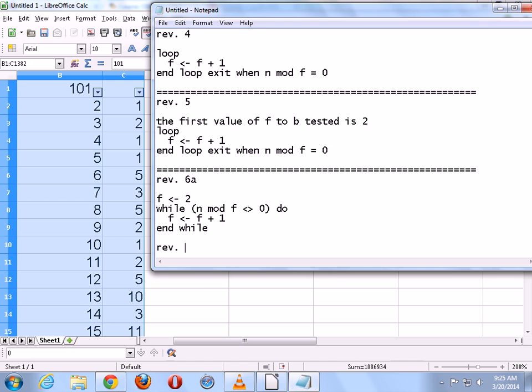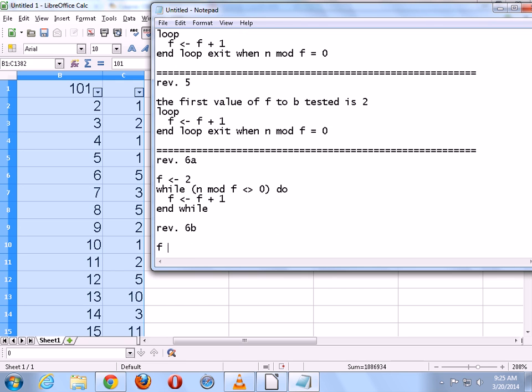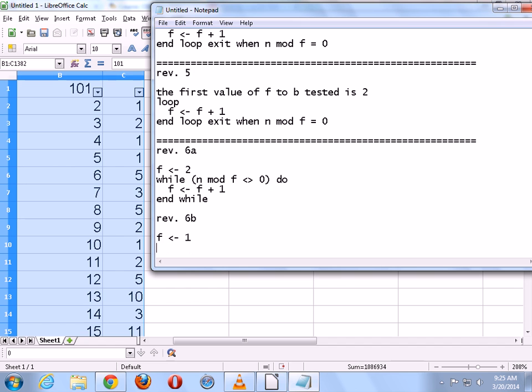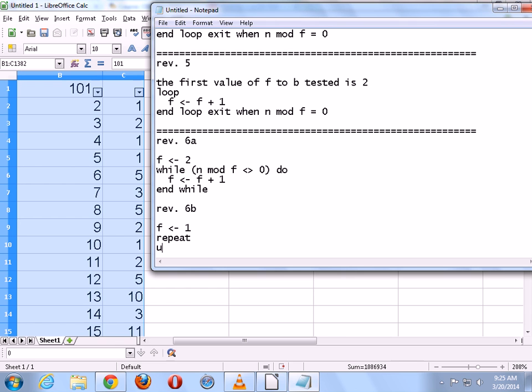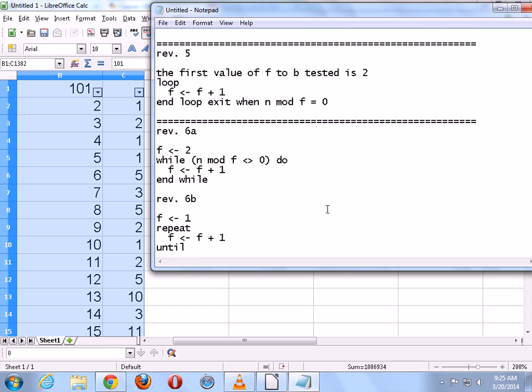The other solution is revision 6b. In revision 6b, we initialize f to 1, but then we use a post-checking loop. When we use a post-checking loop, the action inside the loop is performed at least once, and then we specify n mod f equals 0 as the exit condition. So these two loops are equivalent. In other words, solution 6a and solution 6b are identical when it comes to what they are going to do.